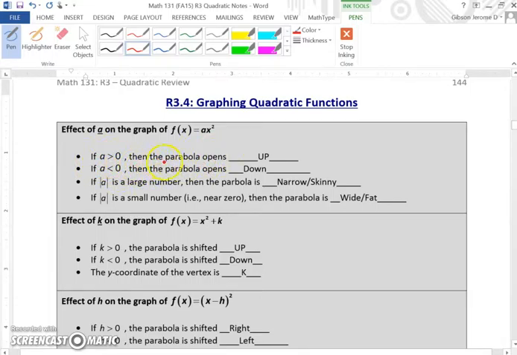If a is greater than 0, then the parabola opens up, and we know opens up means like a U shape. If a is less than 0, then the parabola opens down, and we know that'll be upside down. If the absolute value of a is a large number, then the parabola is narrow, skinny. If the absolute value of a is a small number, near 0, then the parabola is wide or fat.